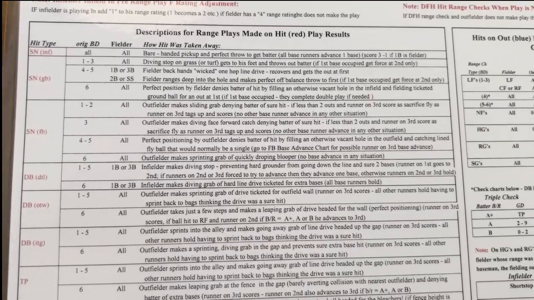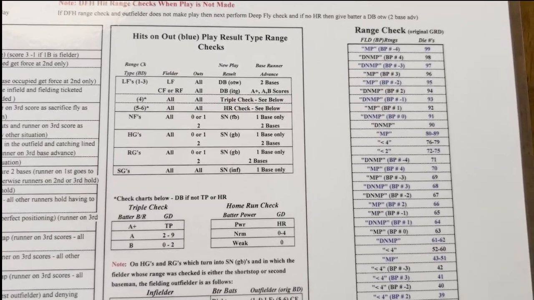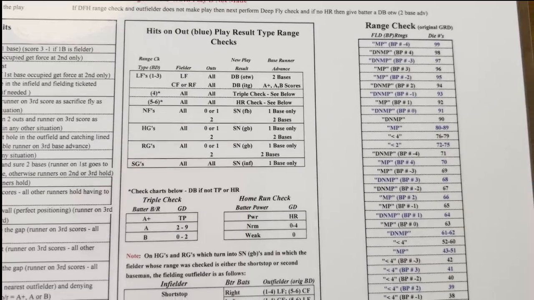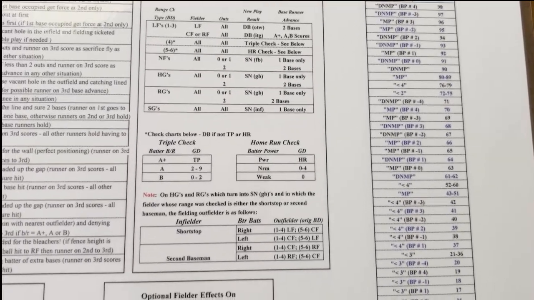check, and the fielder actually makes the play and turns it into an out. And over here, you have the opposite. When it's a range play that could normally be an out, but the fielder doesn't make the play and turns it into a hit. So there's some charts for that.